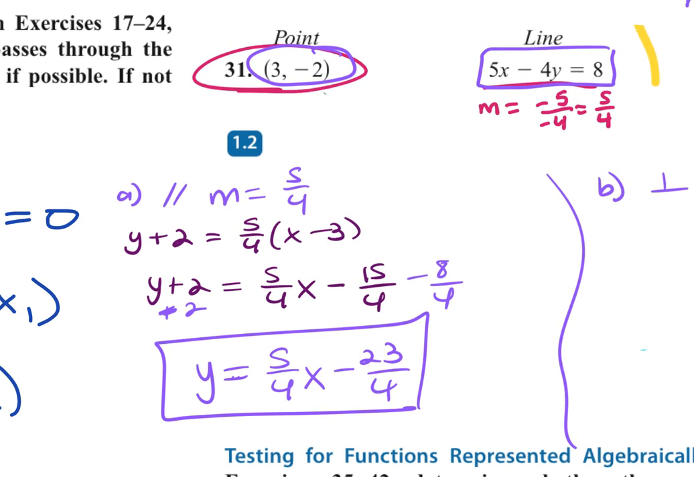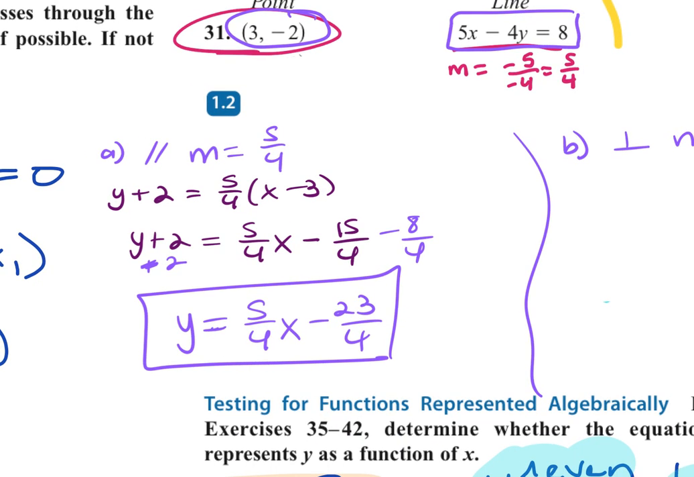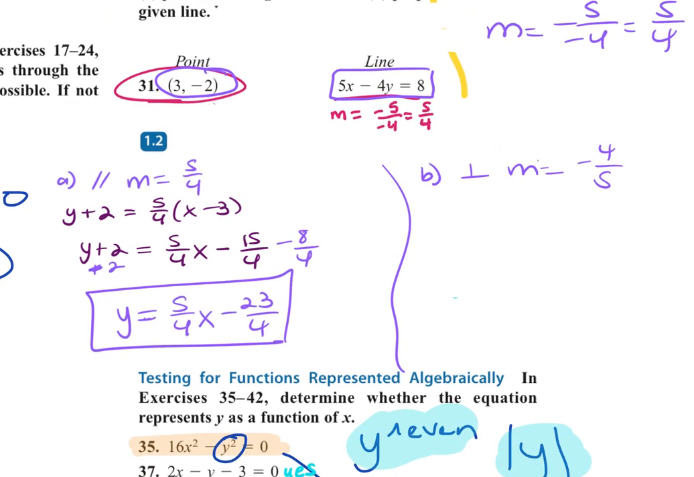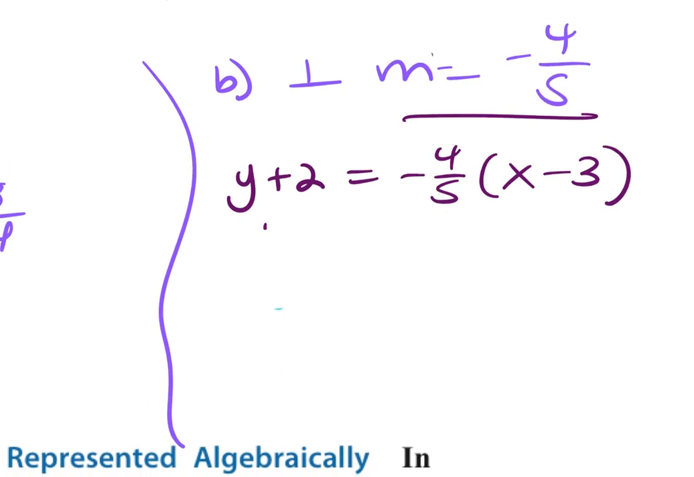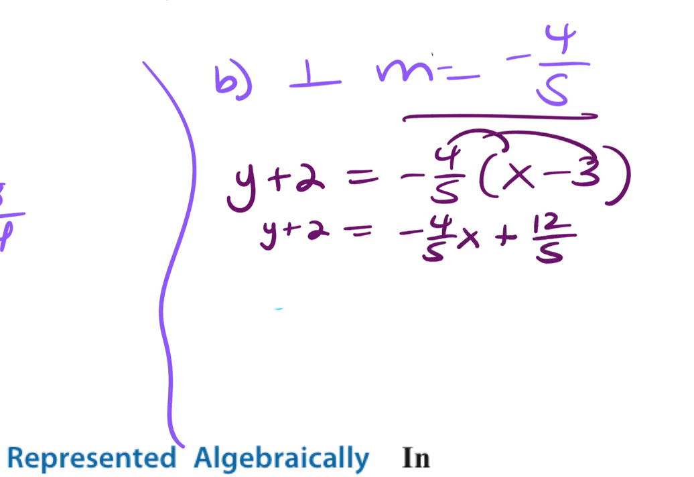Then what you're not going to do is carry over the b and just change the slope for the second part, because that's wrong. You have to start again from the beginning. This time, same point, but this slope. So y minus a negative 2 equals negative 4/5 x minus 3. Then distribute: y plus 2 equals negative 4/5 x plus 12/5. Subtract the 2, or the 10/5, and I get y equals negative 4/5 x plus 2/5.